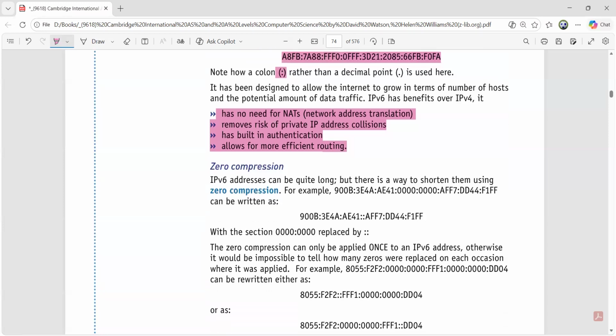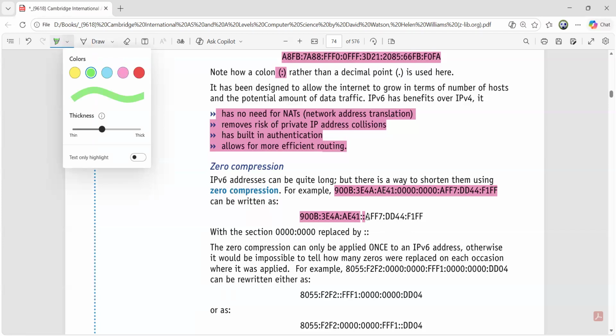Another important thing in this regard is zero compression. Now here we can see what it is. It's very simple. IPv6 may have a few values which are composed of all zeros, as you can see here; this example is mentioned for your benefit. Just to reduce the way you write, it can be written as you can see: 900B is here, the way it was in the example, 3E4A is here, AE41 is here. But when it is 0000, then it is replaced by colons. That is what is called zero compression.